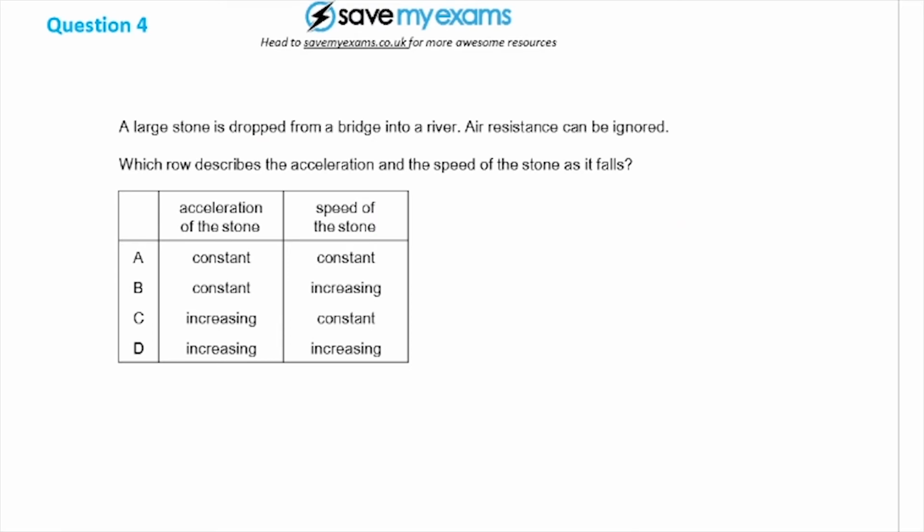Number 4, a large stone is dropped from a bridge into a river. Air resistance can be ignored. Which row describes the acceleration and the speed of the stone as it falls? So we're having a stone, it is dropped. Of course, ignoring air resistance, which row describes the acceleration and the speed of the stone as it falls.